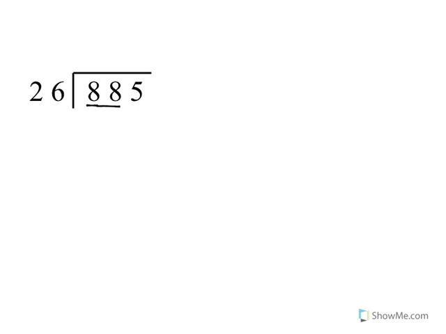But I'm not sure what 26 times 3 is. So I'm going to come over here to the side and multiply 26 times 3. Here I know that 3 times 6 is 18. I'm going to carry my 1. 3 times 2 is 6 plus 1 is 7. So that's going to be 78. So I'm going to say that I'm going to get 3 groups of 26 out of 88. And 3 times 26 is 78.